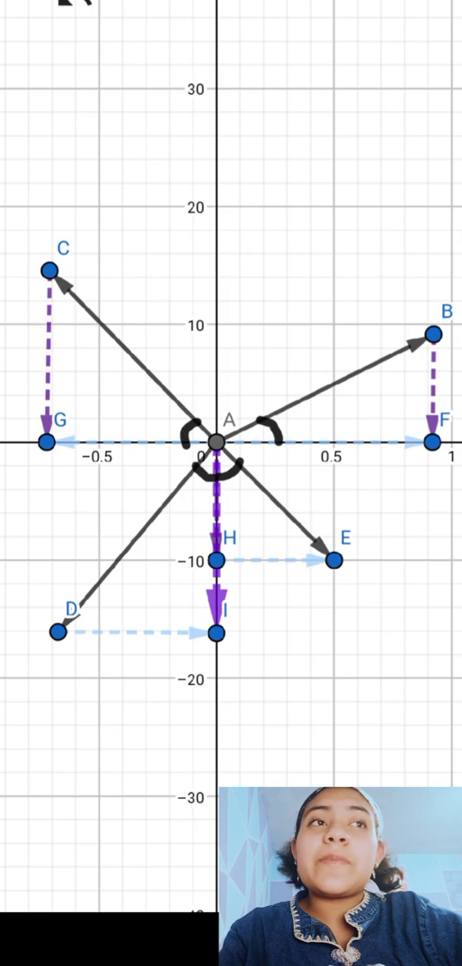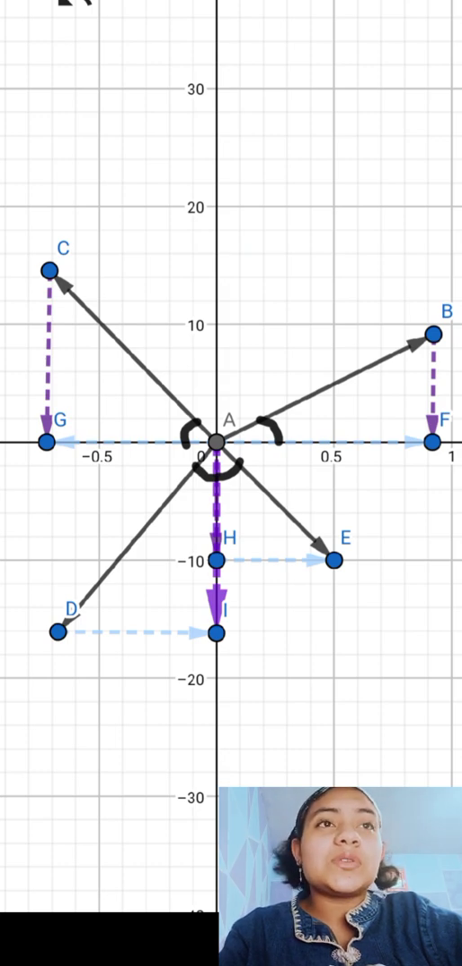I study at the Polytechnic University of Atlautla, and the subject is Fundamentals of Physics. The topic is the sum of vectors by the analytic and graphic method. The problem is to get the result of the graph shown in the video.